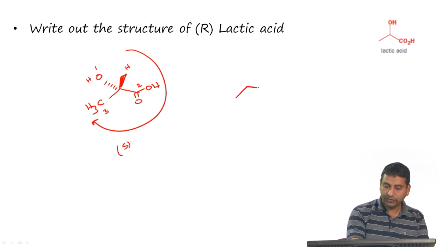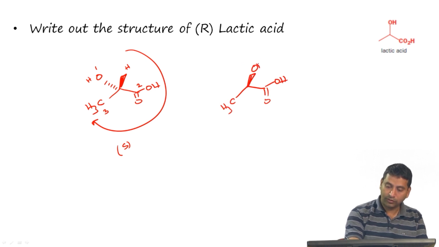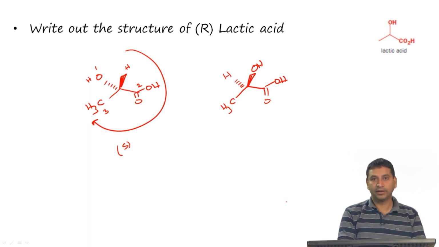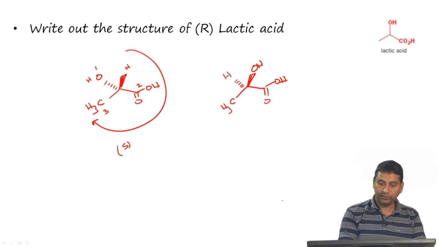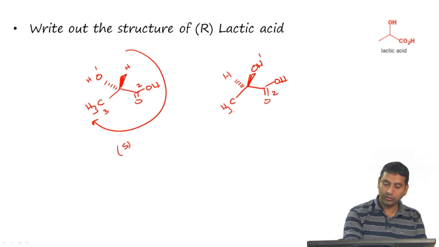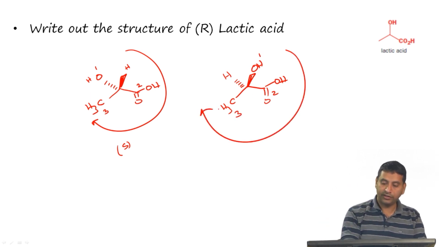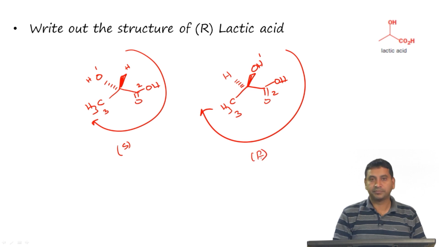Now, let me repeat this exercise with the other structure which is possible. So, here the hydroxyl group is coming towards me, hydrogen is going inside, and now again if we assign the stereochemistry priority 1, 2, 3, this is going clockwise, and since hydrogen is going inside, it is R.